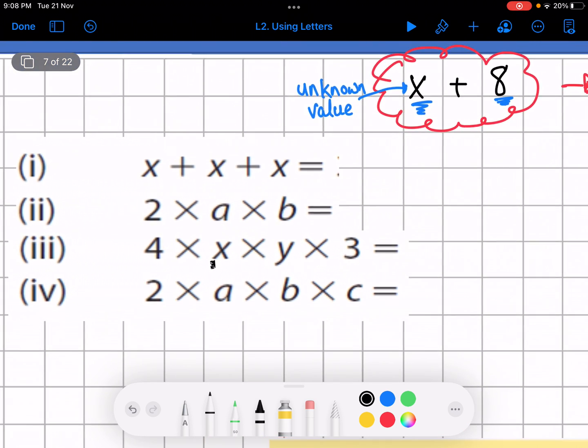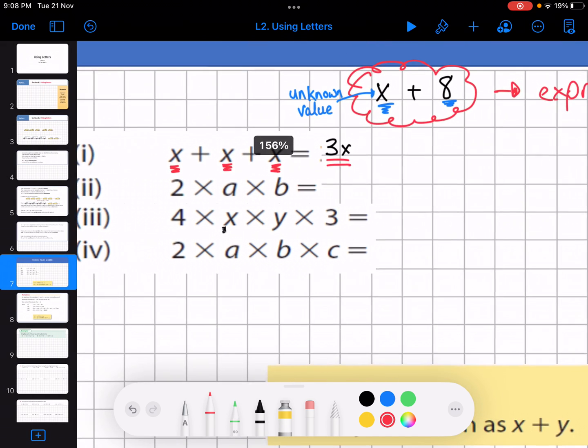When we're looking at the first one, when we're adding x's together, so x plus x plus x, you can just add them as 3x. So we have 1x, 2x's, 3x's. So our answer here is 3x.